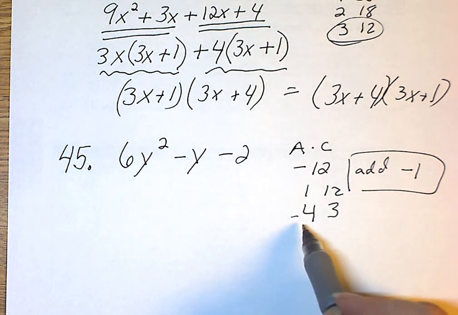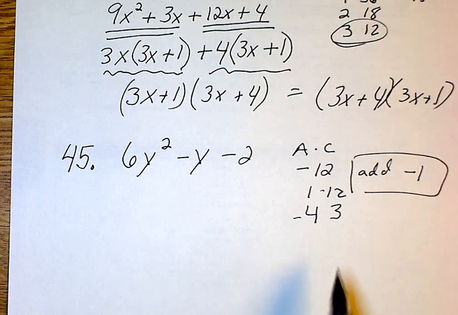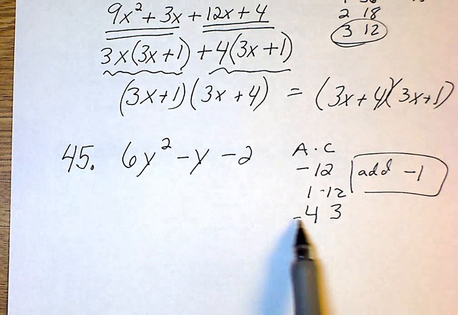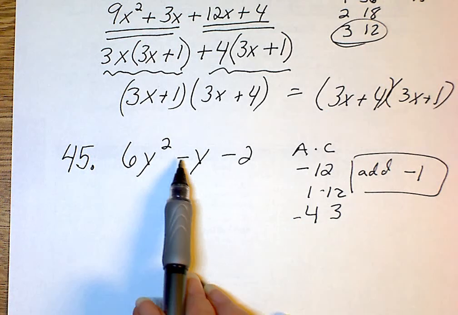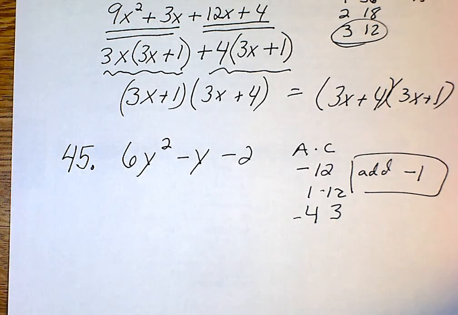So one of them has to be a negative to get you negative 12. It has to be negative 4 because we want negative 1. Negative 4 plus 3 is negative 1. If it was negative 3 plus 4, it would be positive 1. You get that? All right.